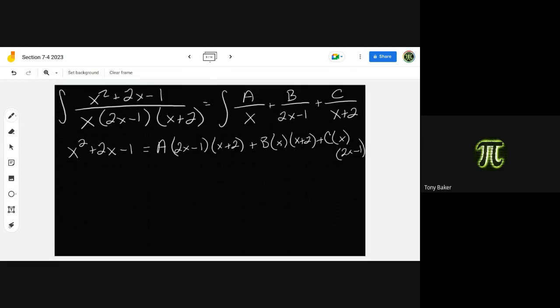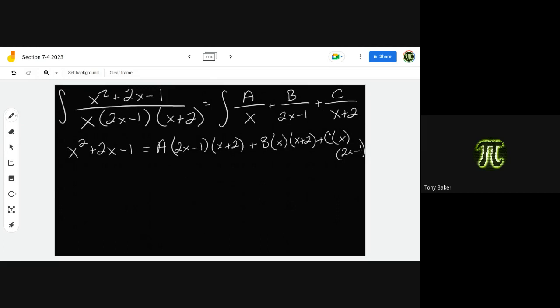And the one we did before, we only had 2. So it was literally we just did the cross basically. But since there's 3 of them, we have to multiply it by more parts. So the A is multiplied by these 2 because they're not under the A. The B is multiplied by the x and the x plus 2. And the C is multiplied by the x and the 2x plus 2.